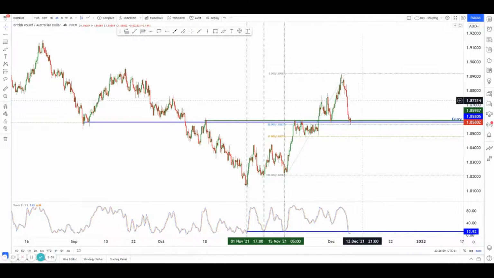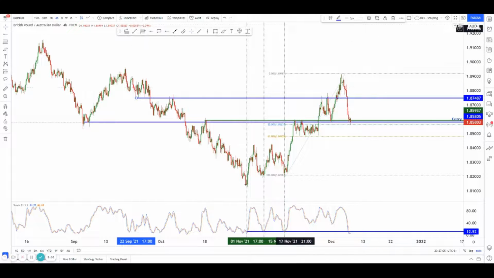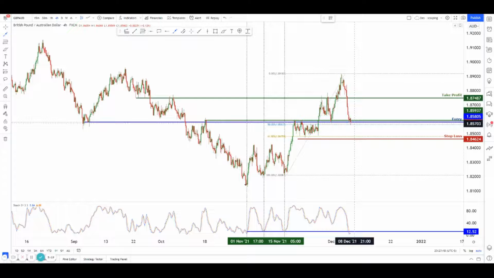How high do we play the bounce? I'm not too confident playing the bounce too high. Maybe until here, which is the next key graphical level. This could be a take profit. And for our stop loss, we want to keep it tight. If this is a graphical level, I'll put our stop loss just slightly below. And we play the nice little bounce from here up to this level over here. That's a bullish bounce. So this would be the key idea I'm looking at over here.